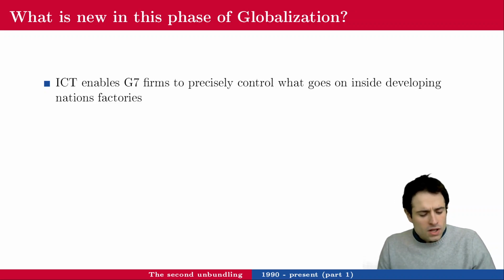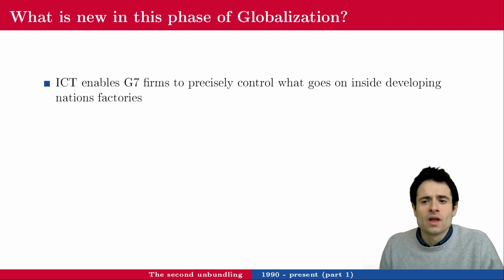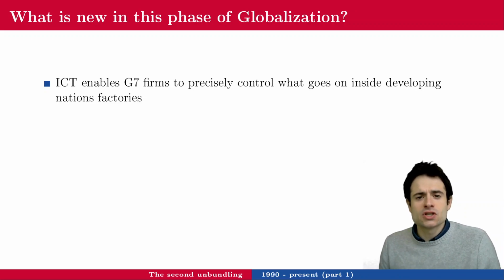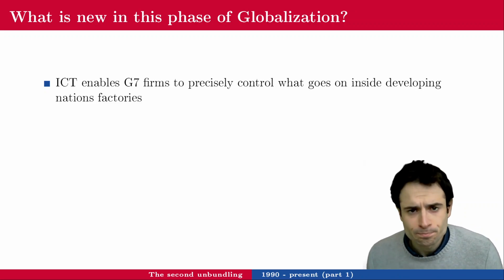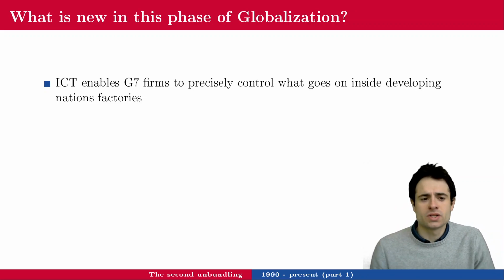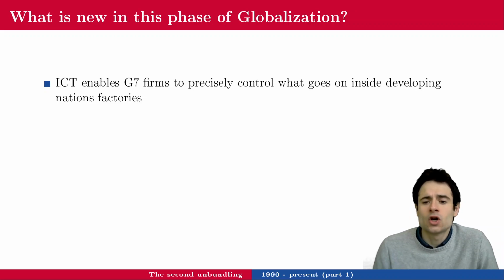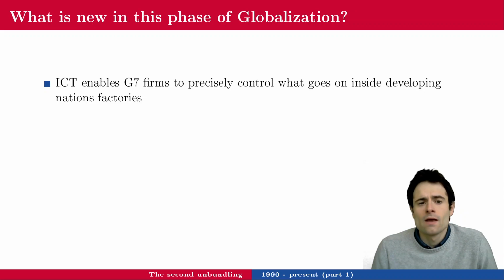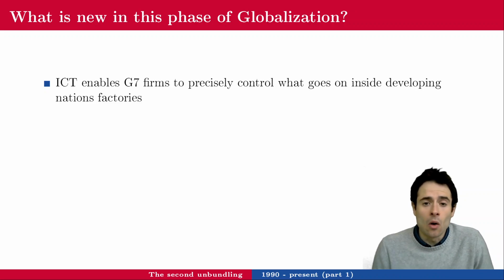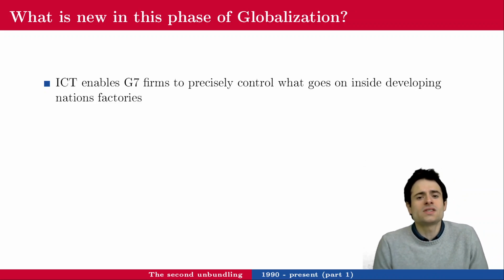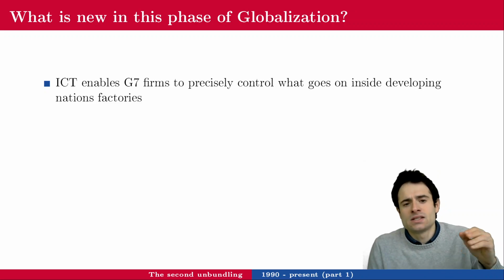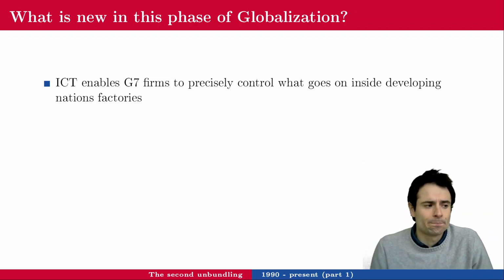So, what's new with this whole wave of foreign direct investments, global value chains, and offshoring, outsourcing? Well, ICTs enable G7 firms to precisely control what goes on inside developing nation factories. Because they can communicate easily, they can control the whole production process, although most of the steps are happening on the other side of the world.